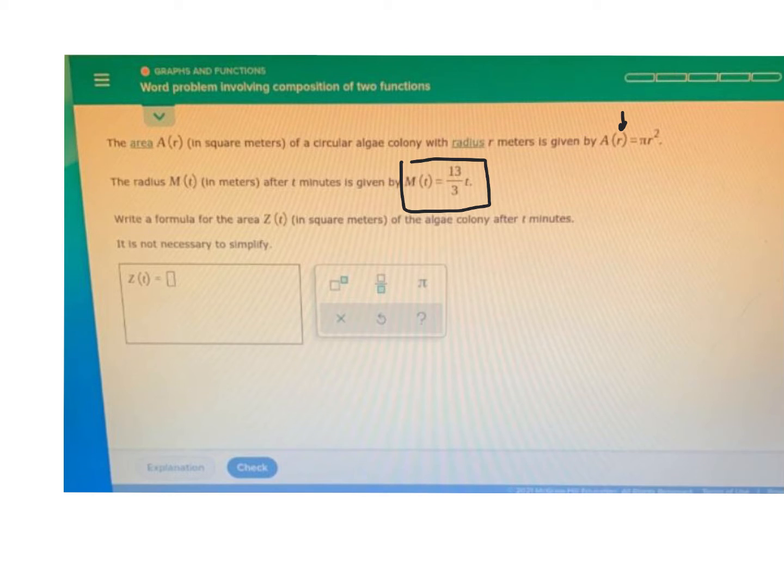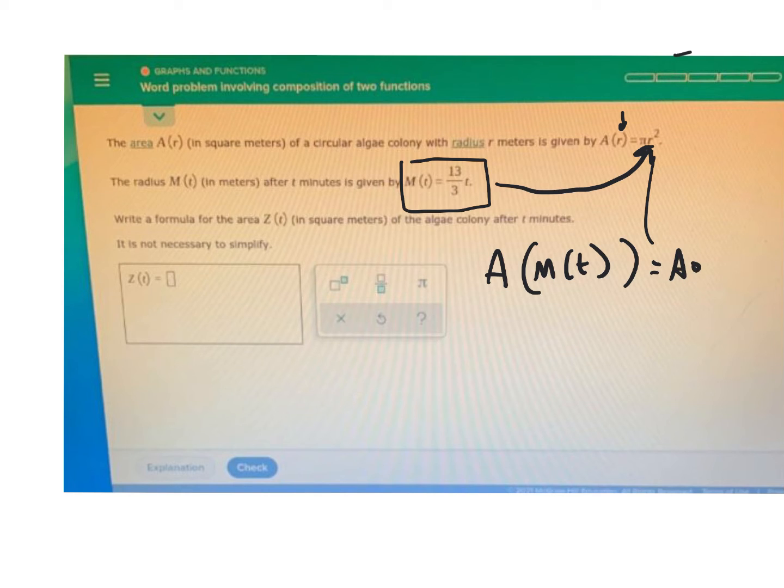So what it's saying is essentially, instead of this r here, we're going to replace it with this m of t. So essentially we have the area, but instead of the radius as a stagnant number, we're going to put that function in. So that's where you get your a of m of t. Or if you want to write it in the more traditional notation, it's a composed with m of t. But really we're just plugging that second function in for r to get this new z of t. And again, this is just some name they came up with for the area with this new radius.